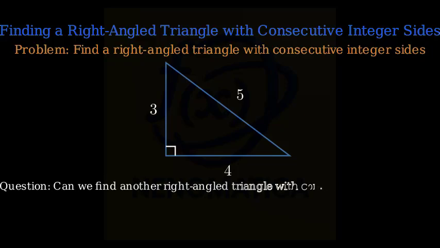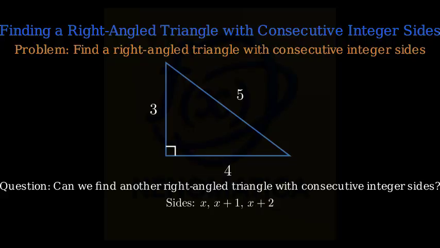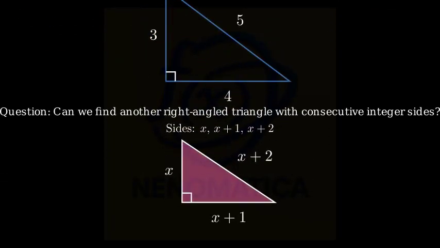In response to this question, Mary drew a right-angled triangle. She labeled the smallest side as x, and the other sides as x plus 1 and x plus 2. Let's draw this triangle. We'll place the right angle at the bottom left corner of our triangle. The smallest side, x, will be the vertical side. The middle side, x plus 1, will be the horizontal side. And the largest side, x plus 2, will be the hypotenuse.